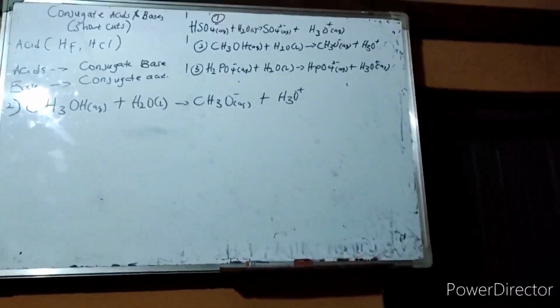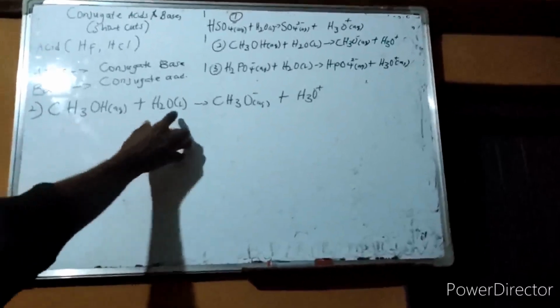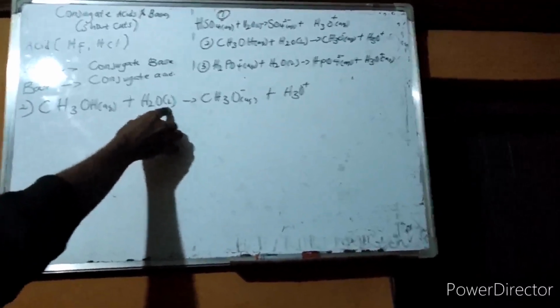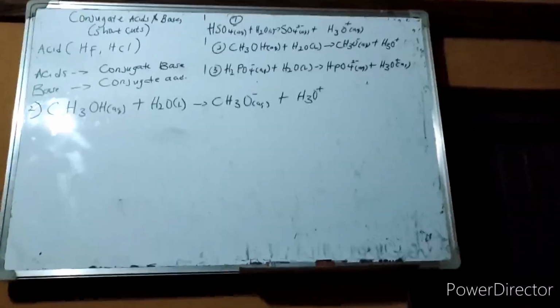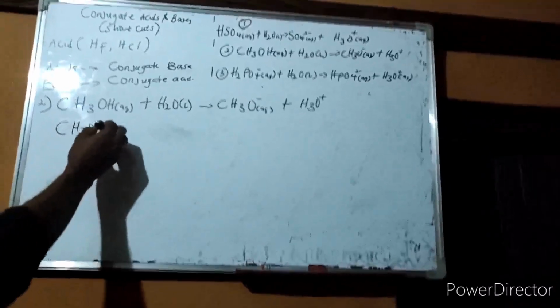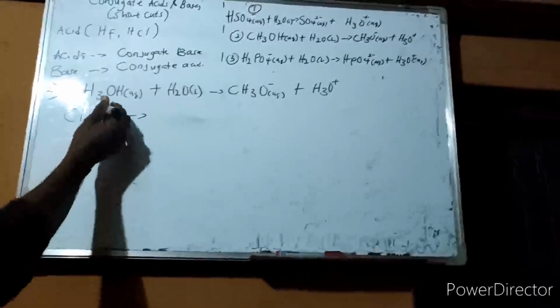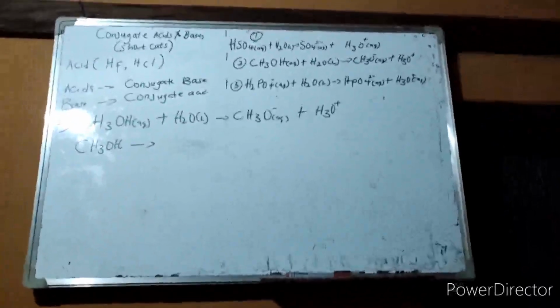Alright, so this is functioning as the acid. This is functioning as the what? This is functioning as the base. Okay, so if this is functioning as the acid, CH3OH. If this is functioning as the acid, what I've been saying, you remove the hydrogen.